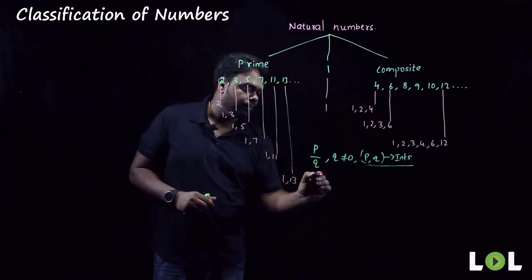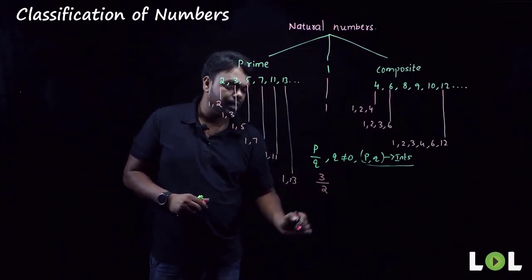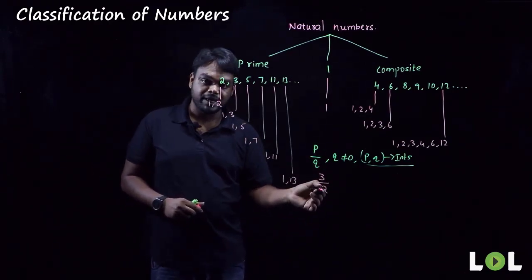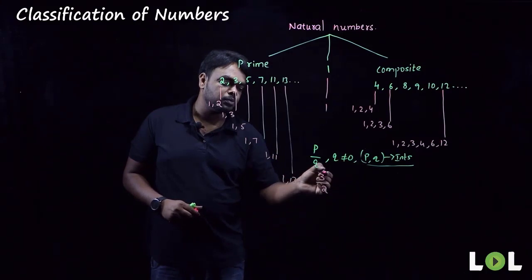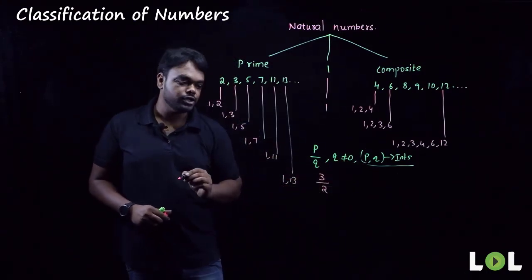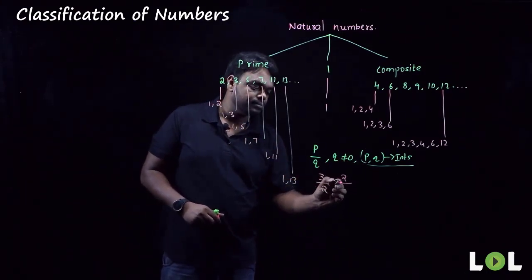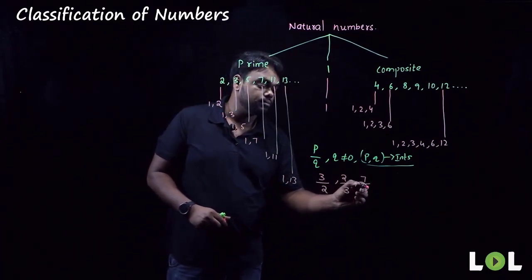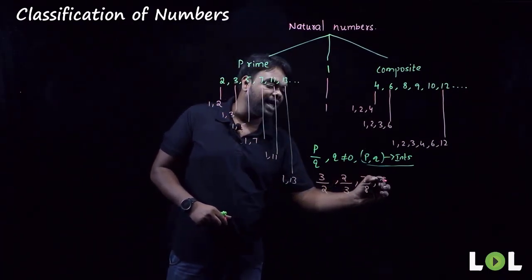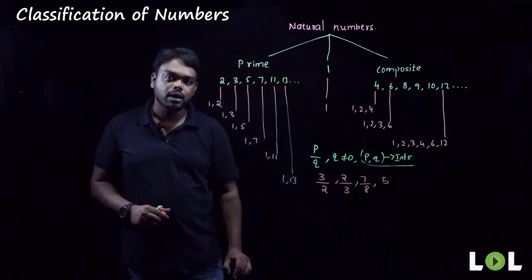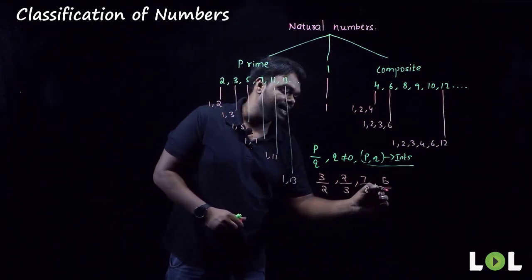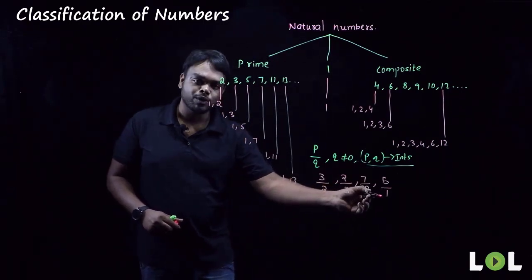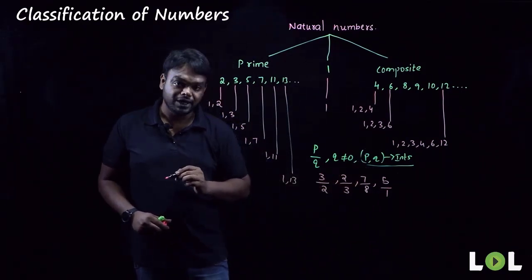Suppose if I tell number 3 by 2, is it a rational number? Yes, because it is in the form of P by Q, Q is not equal to 0. Both P and Q, 3 comma 2, are integers. Suppose if I write 2 by 3. Yes, of course. What if I write 7 by 8? Yes. What if I write just 5? Is it a rational number? Yes, because 5 can be written as 5 by 1. So, P by Q, Q not equal to 0, both 5 and 1 are integers.